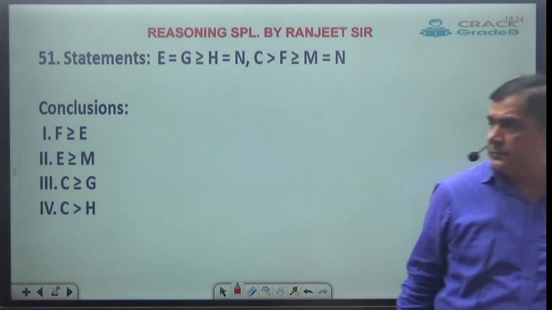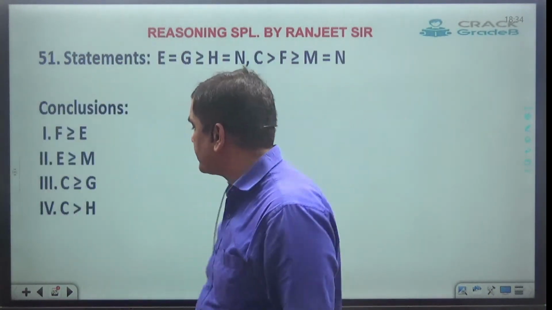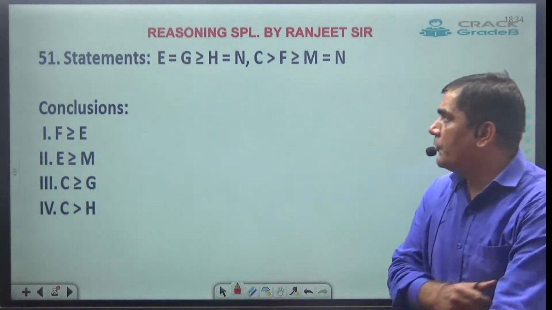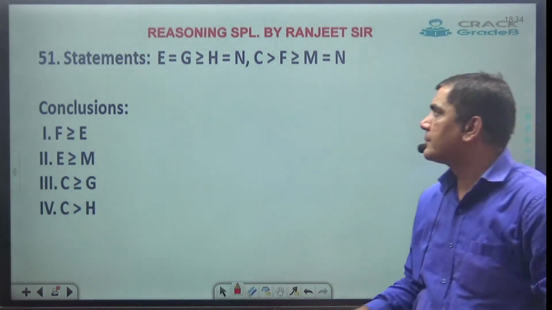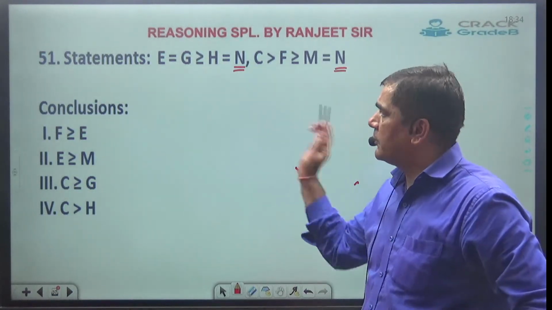Second is wrong. Yes, second is wrong. Go for this one. Let's combine. What is common? N. N comes at the corner place, so let's combine.